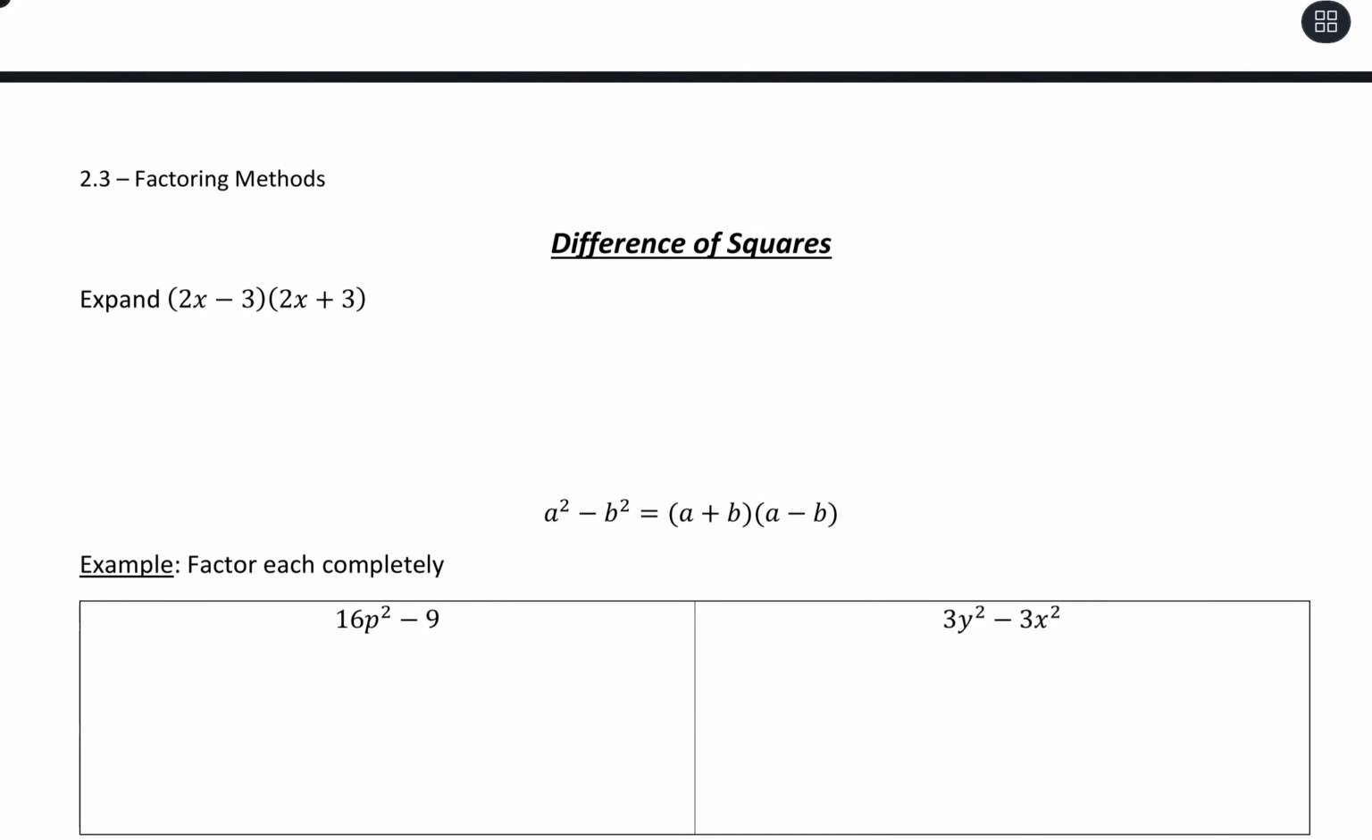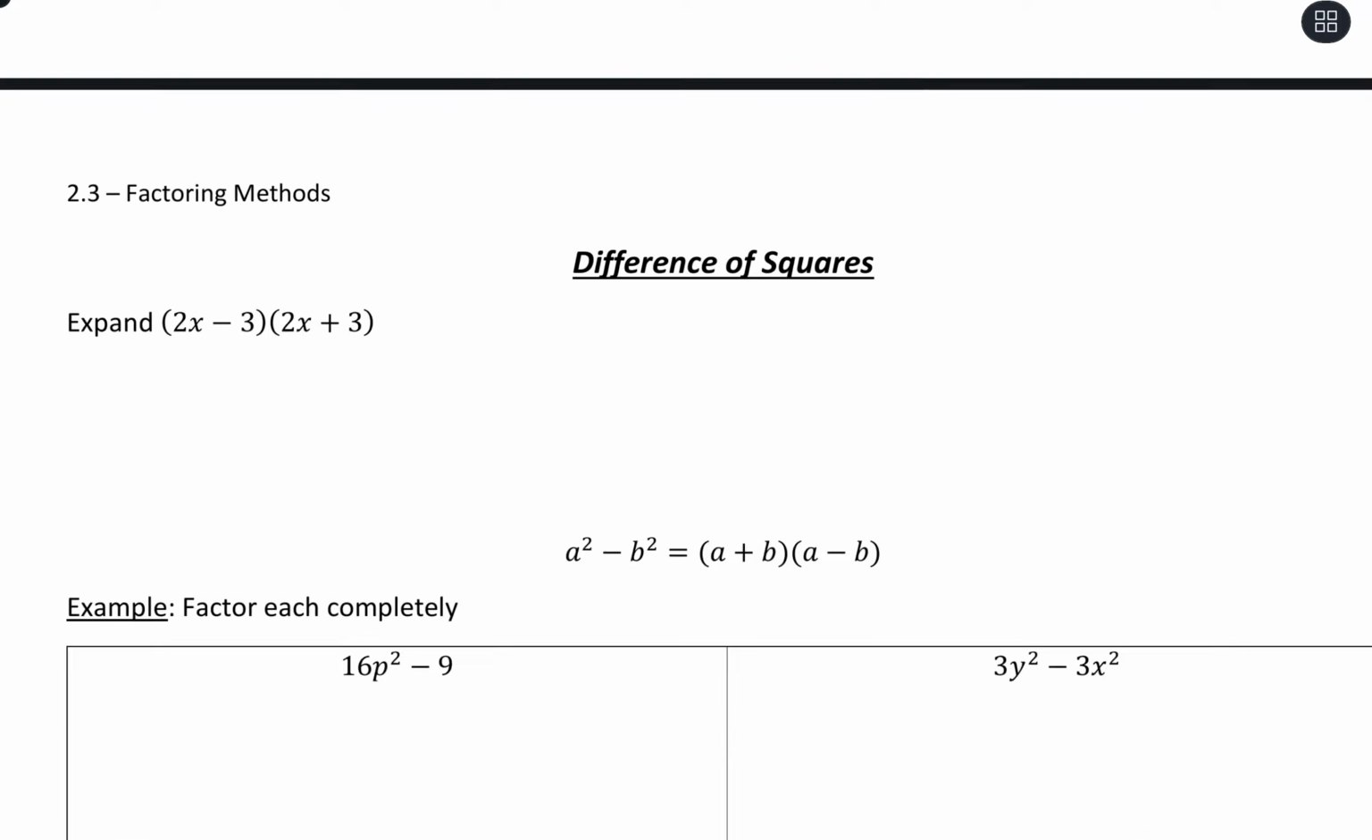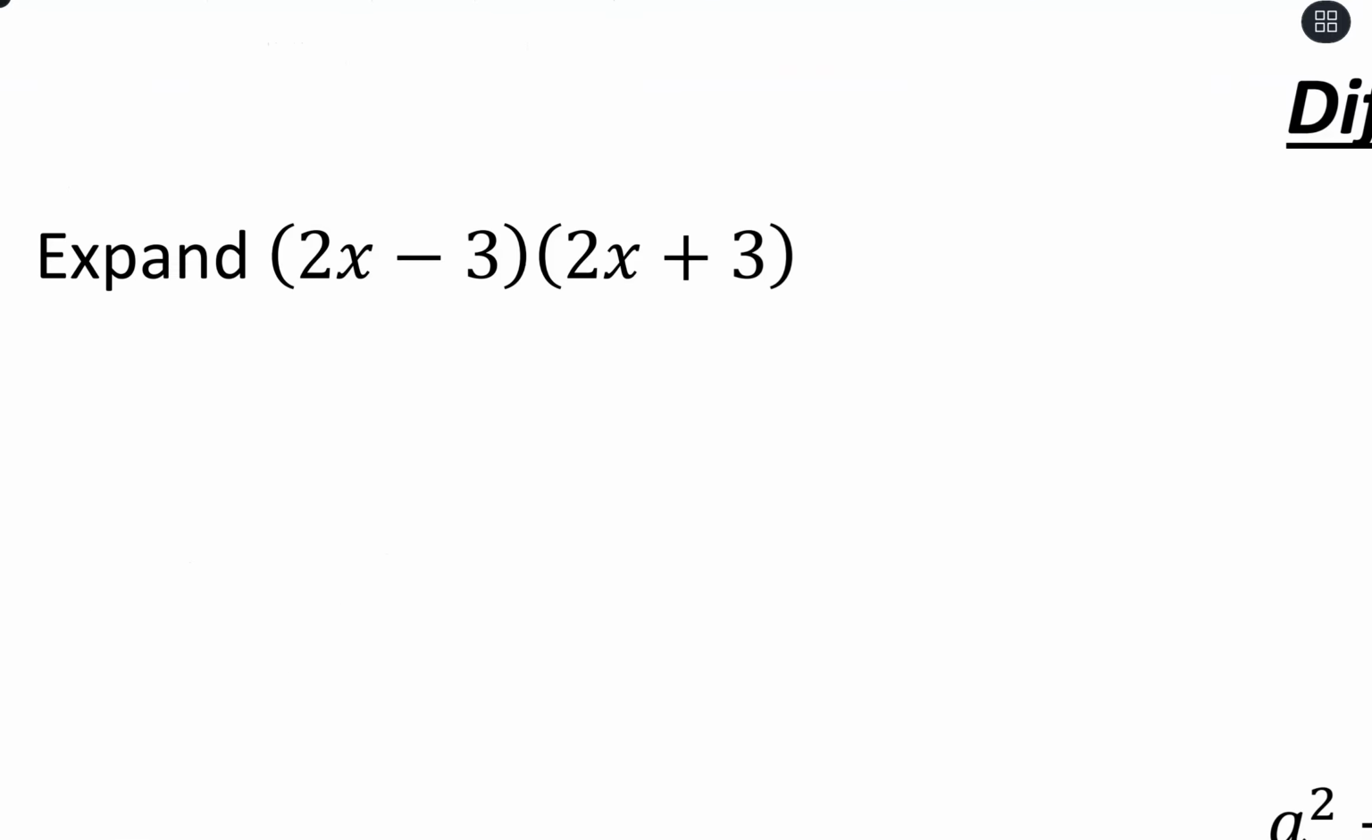So let's talk about recognizing the difference of squares and being able to factor it. Let's go back to where we saw difference of squares come up with multiplying polynomials. So remember, we're going to FOIL here.